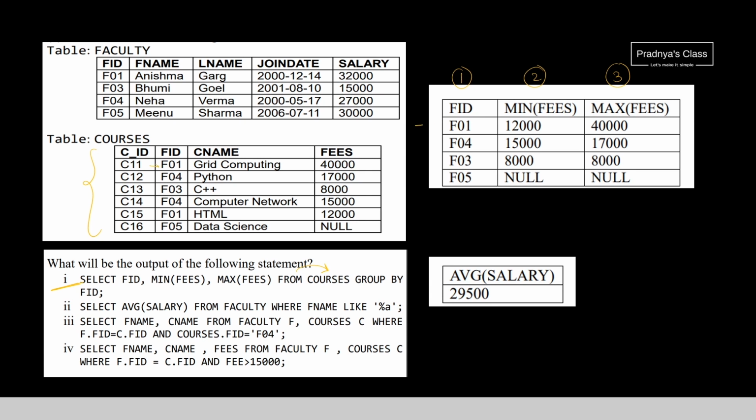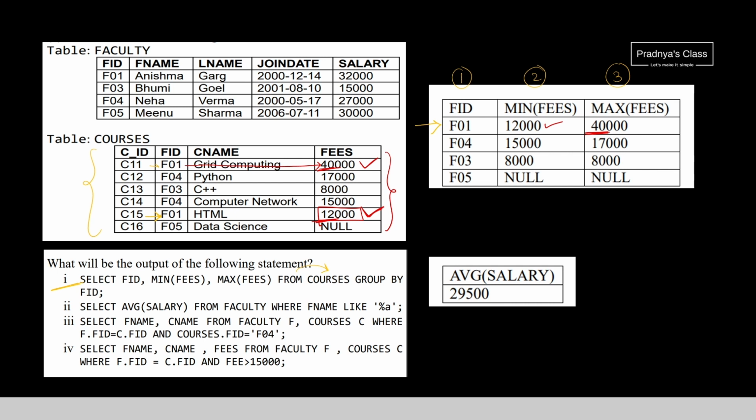First FID is F01. The fees for FID 01 is 40,000 and there is one more record. The fees is 12,000. Out of these two we know what is minimum, that is 12,000. So that we will be writing here. We got minimum as 12,000, then maximum will be 40,000. So that will get displayed. In this way we will be calculating minimum of fees and maximum of fees for the rest of the FID.